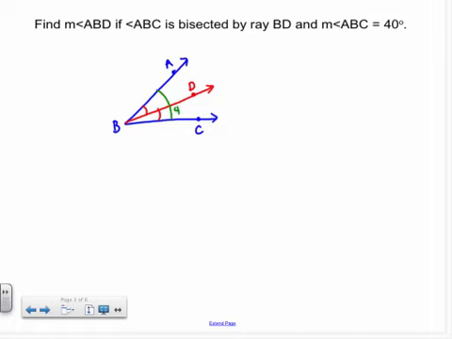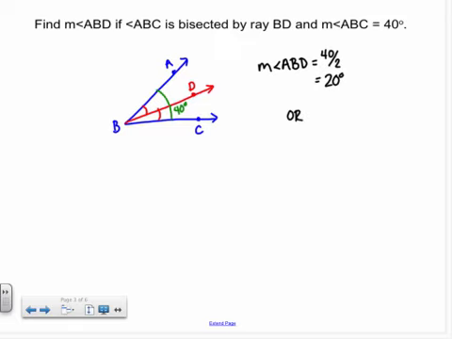Now there are a couple of different ways we can look at this, and I showed you this first one in the last problem, but I want to show you another way you can think about it too. So the measure of angle ABD is going to be the measure of the larger angle divided by 2. So I can just write 40 over 2 and I get 20 degrees for the measure of angle ABD.